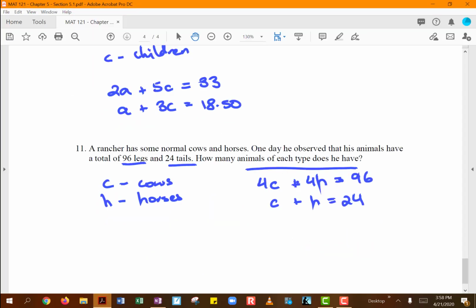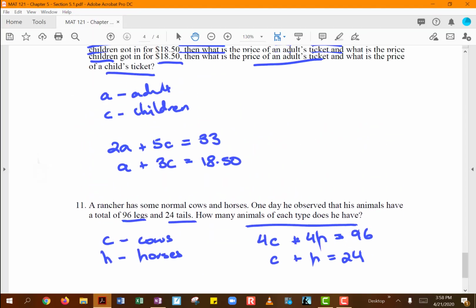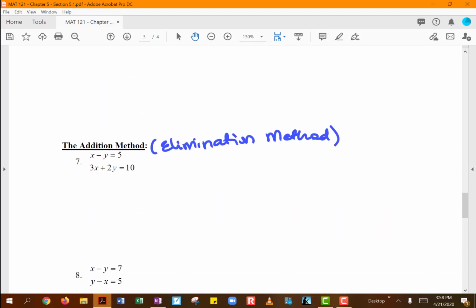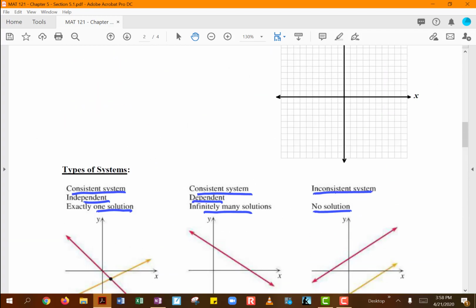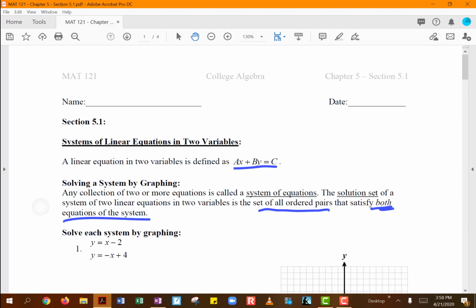Okay, so I believe this was our last example. So again, you should be familiar with most of these solving methods, since this is just a review section. But again, you looked at graphing, substitution, and addition as the 3 different methods of solving your system of linear equations.